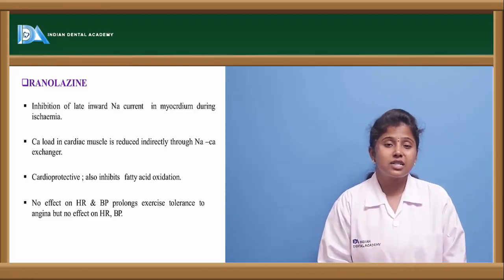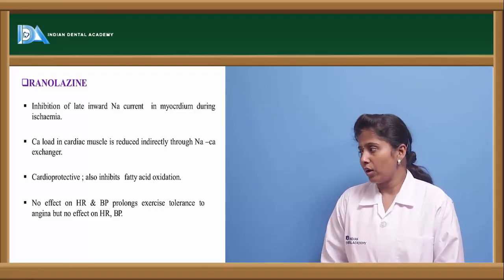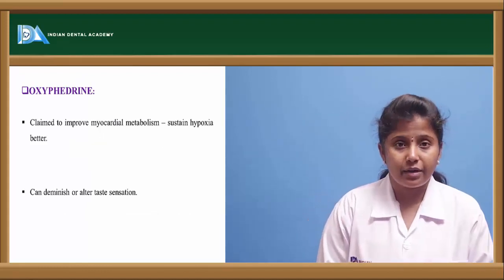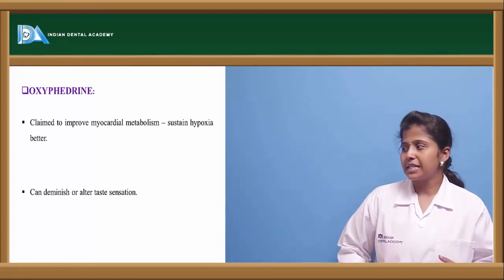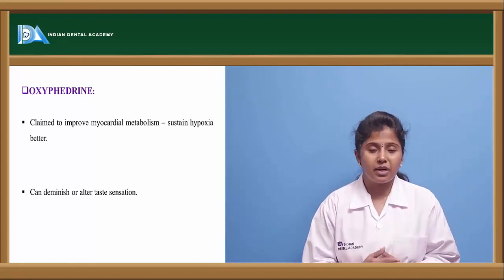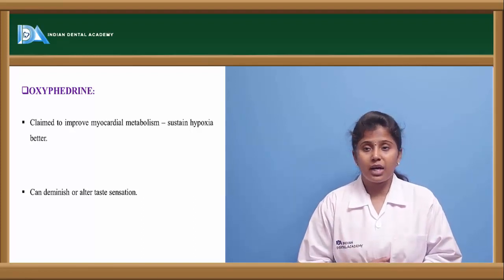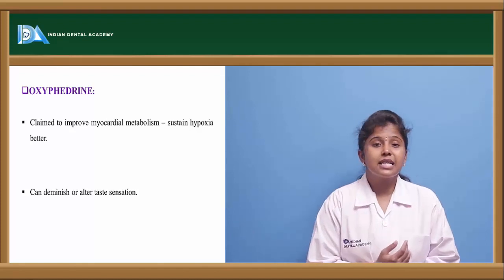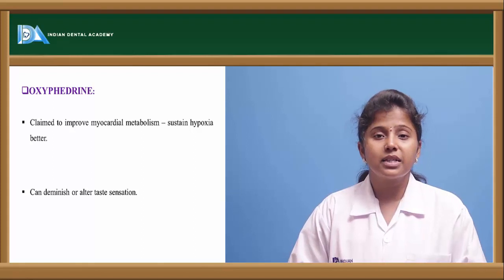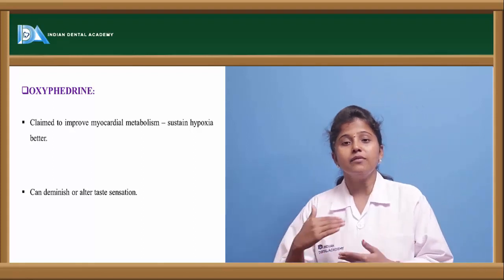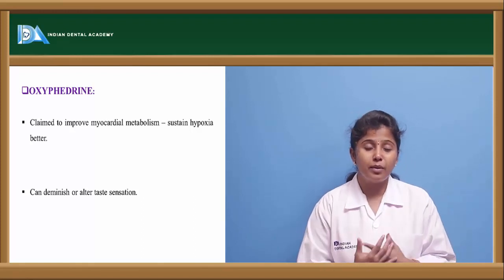So this drug acts in such a way that the heart rate as well as the blood pressure cannot be altered at all. The other drug is oxyfedrin. Oxyfedrin is a drug which is claimed to improve myocardial metabolism. It improves the metabolic capacity of the heart, and thereby it sustains the hypoxia condition. Hypoxia is a condition where there is decreased oxygen supply. So if the heart is undergoing metabolism properly, the oxygen supply will be more.